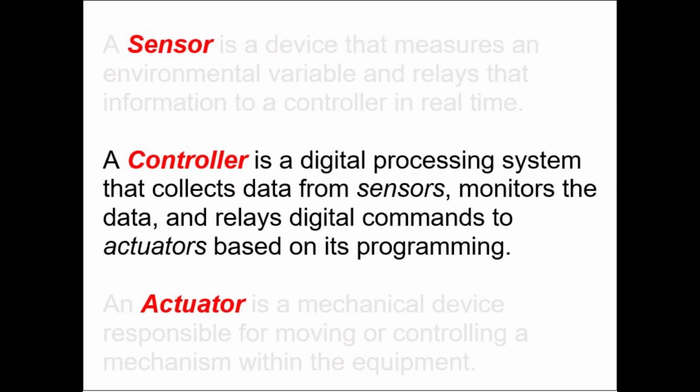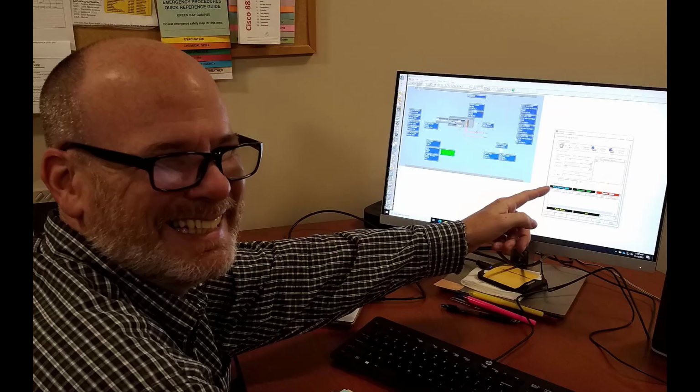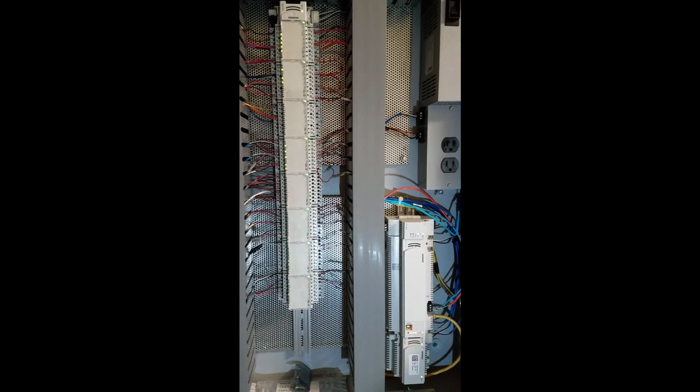The controller is a digital processing system that collects data from sensors, monitors the data, and relays digital commands to actuators based on its programming. In this case, the controller has been programmed from a computer with high and low temperature set points. If the temperature goes above, or in this case below set point, the controller activates an actuator to raise the temperature.